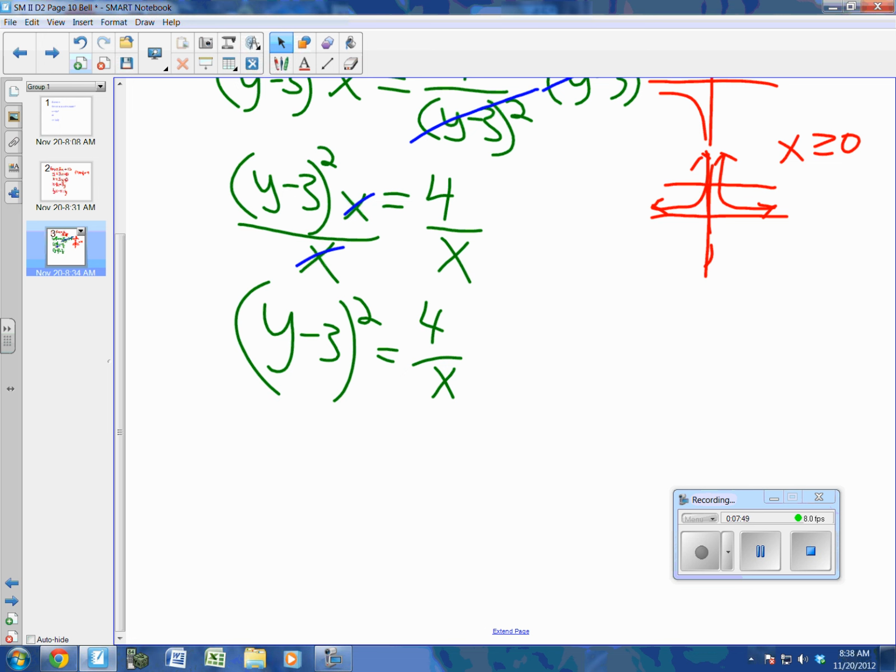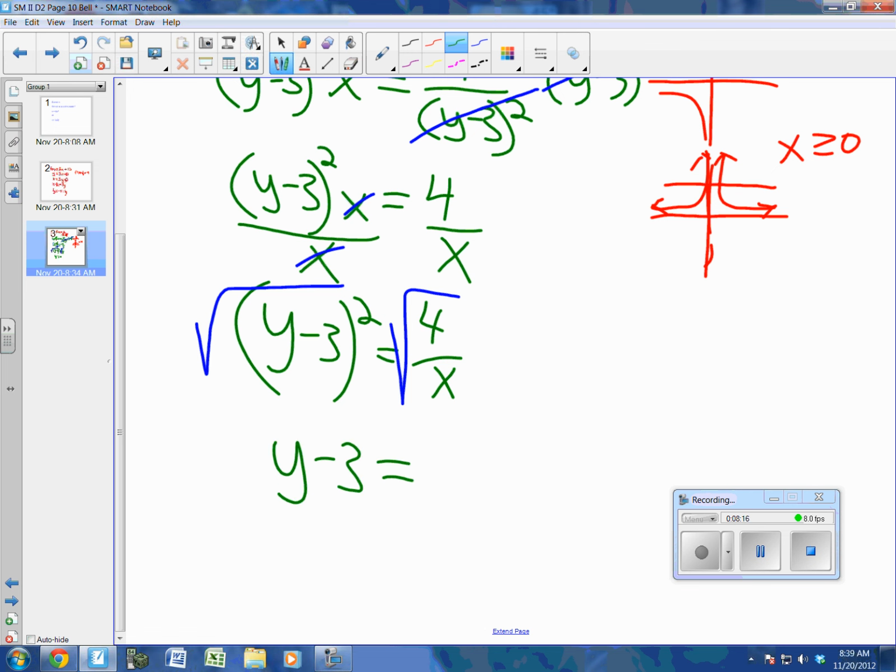Okay, now y is being minus 3 is being minus from it, but more importantly, it's being squared, right? Which one do I have to take care of first? The square. How do I do that? Use square root. That's how you undo it. You take a square root of both sides. Okay? And the square root and the square undo each other. I'm going to get y minus 3 equals plus or minus the square root of 4 over x, right?